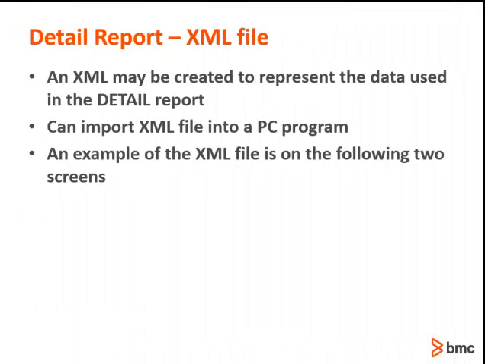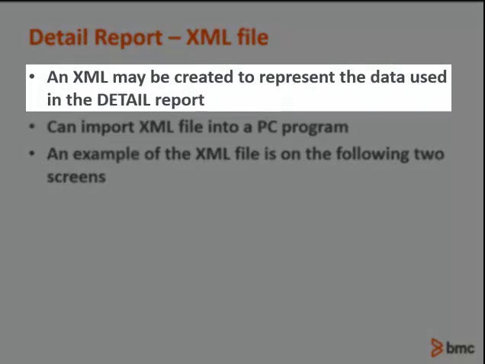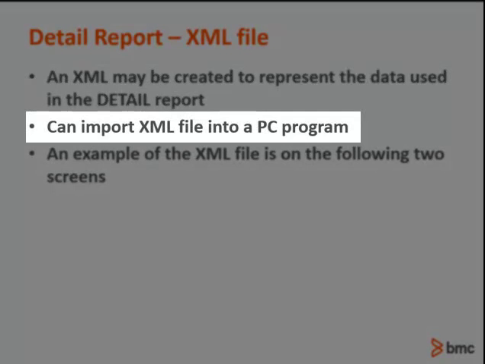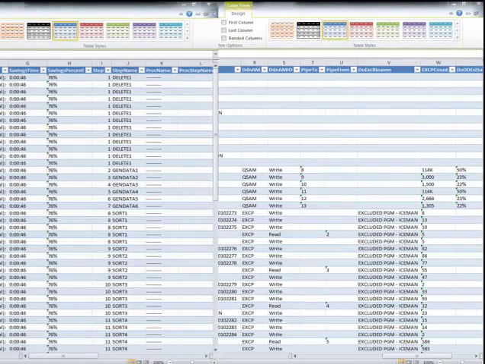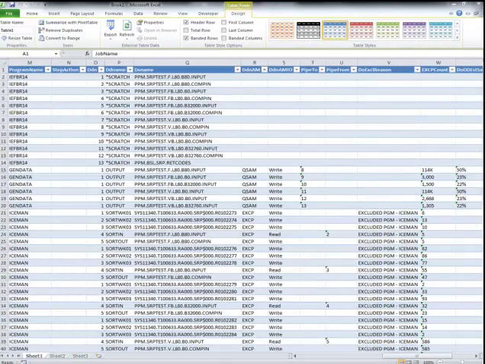During detail report generation, you may choose to create an XML file. The XML file may be downloaded as an ASCII file to a PC. The XML file may be imported into a PC program such as Microsoft Excel. The XML display occupies more than a screen's width. Here I am showing the left side of the MainView Batch Optimizer XML spreadsheet. And here I am showing the right side of the MainView Batch Optimizer XML spreadsheet.